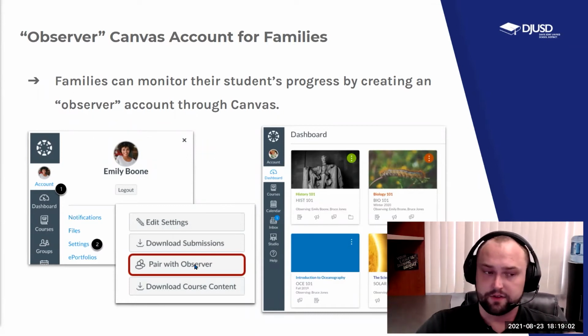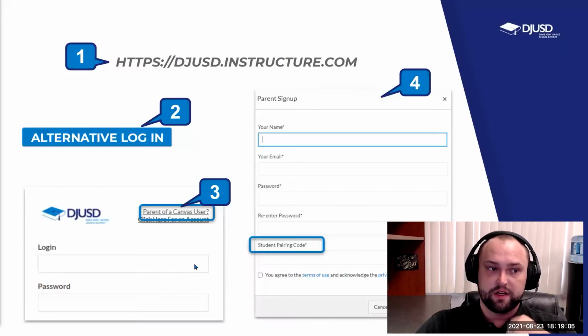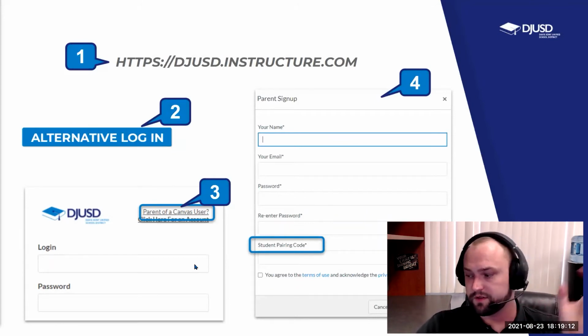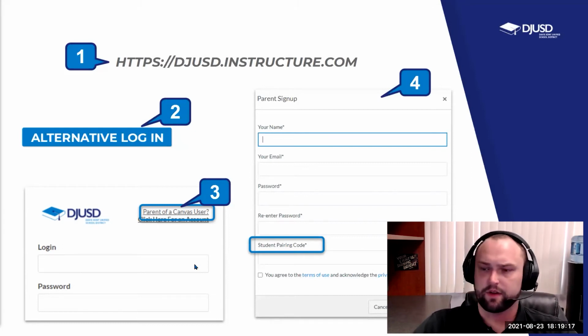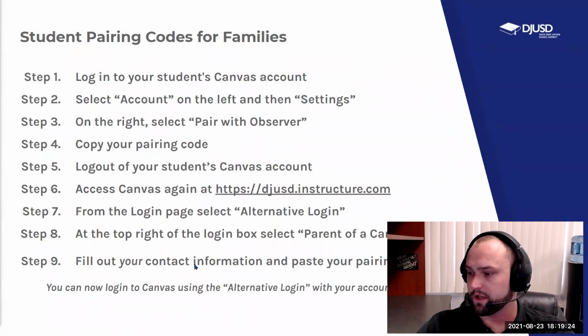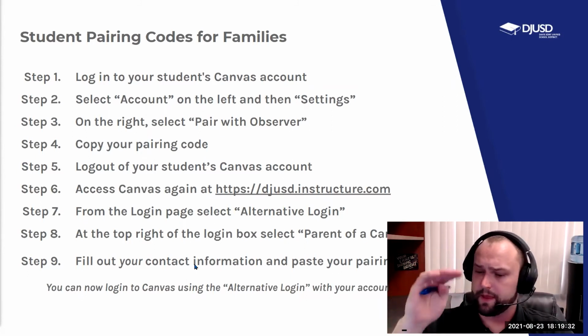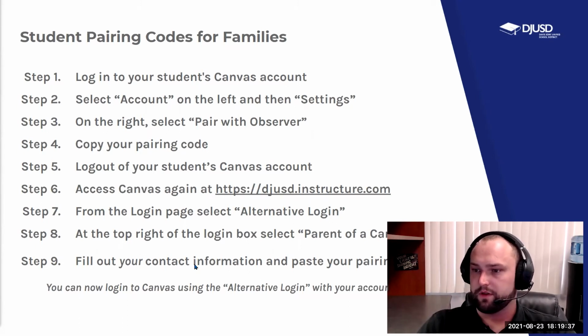That code is going to give them access to their account. So then you'll go to djusd.canvas.com. You'll click alternative login, click parent of a Canvas user, type in all your information, paste that pairing code, and that'll give you your account. I said that really fast because I'm actually just going to show you here instead of giving you a long list of words. At djusd.net/canvas, you can get the slides that I'm going through right now.